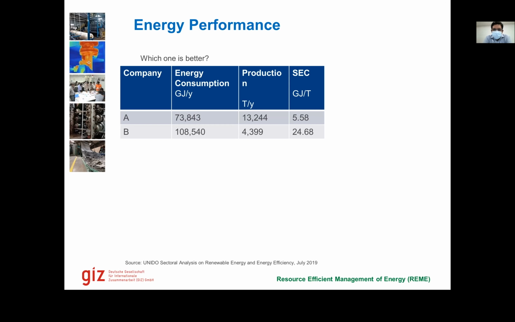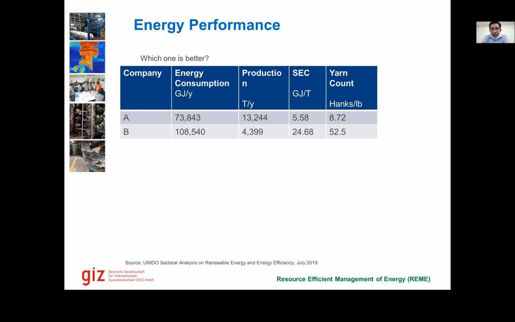So in the third column now, their production is mentioned in tons per year, and then their gigajoules per ton is also mentioned. Company A consumes 5.58 gigajoules per ton, and company B consumes 24.68 gigajoules per ton. I have some more information for you. Are they producing the same product? So yes, they are both producing yarn, but are they producing yarn of the same quality or not?